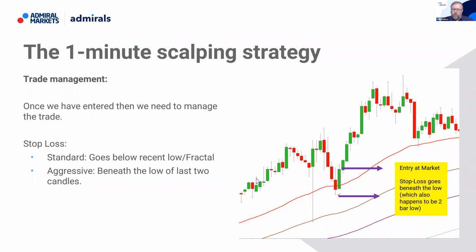What we want to know first and foremost is we know where we're getting in here, and we know where we're getting out if we're wrong. Okay, we know where our stop loss is. We know where our risk is. That's the first element. We'll talk about possible profits in a moment.